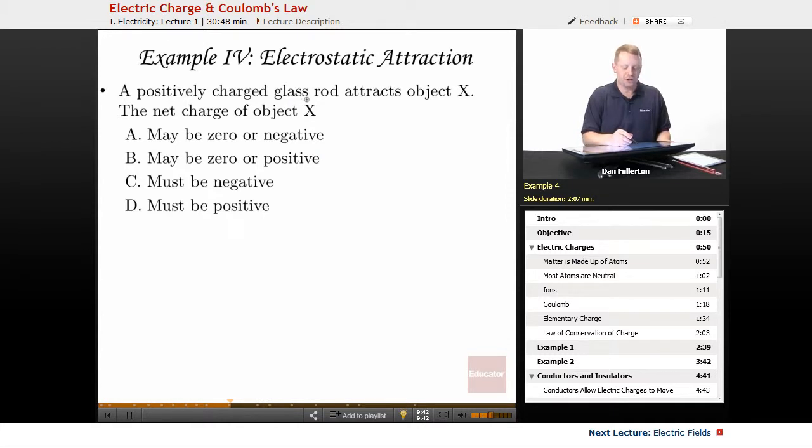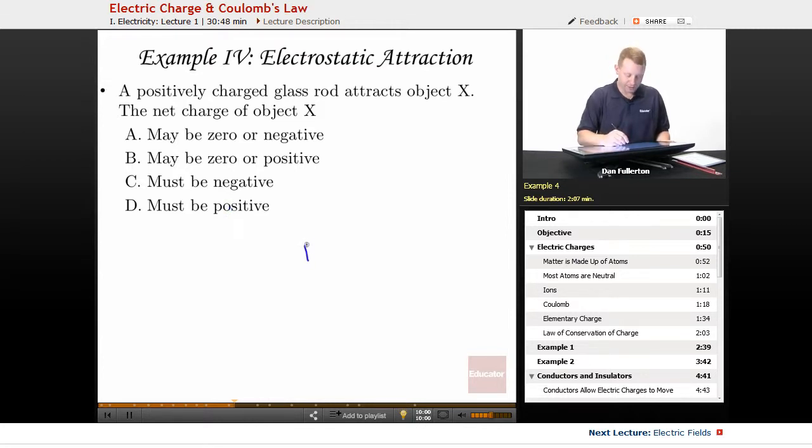A positively charged glass rod attracts object X. The net charge of object X may be, and our choices are: A, it may be 0 or negative; B, it may be 0 or positive; C, it must be negative; or D, it must be positive. Well, let's think about that.